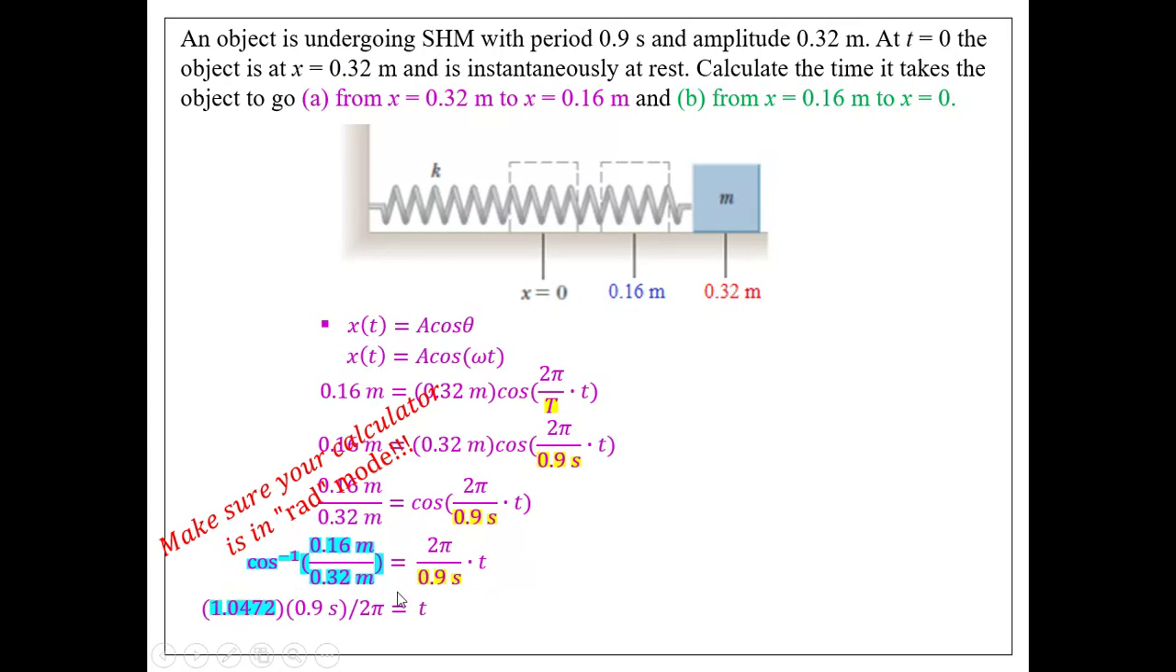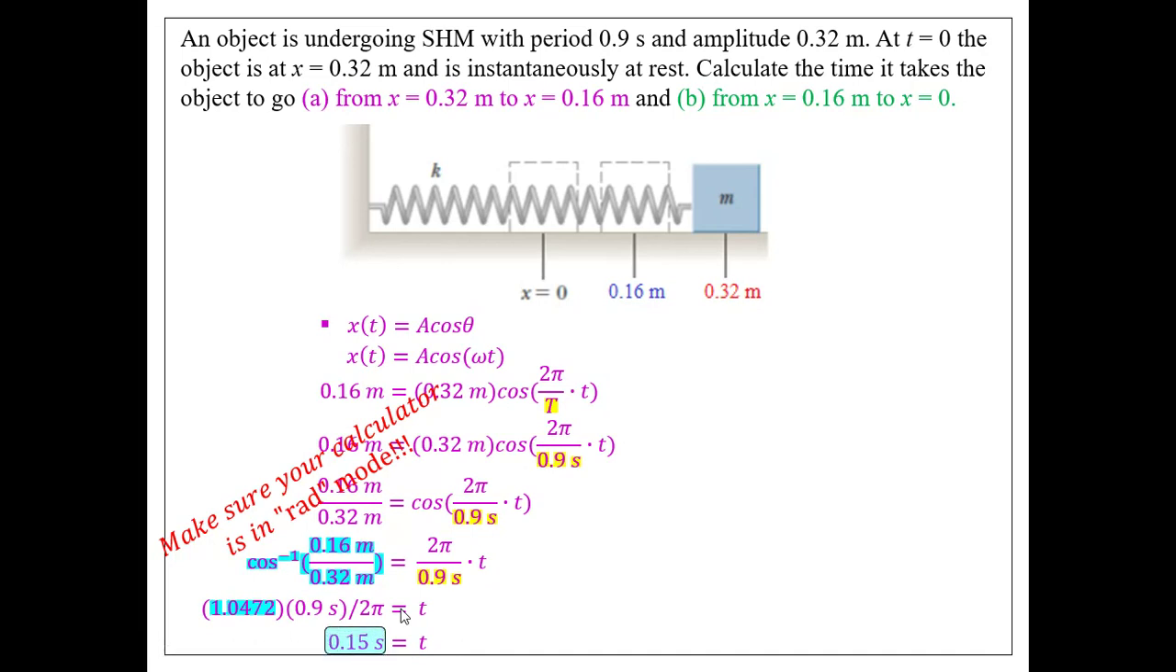1.0472. And then to get t by itself, I multiply both sides by the 0.9, so I brought it up. And then at the same time, I divide both sides by 2 pi. So if you do all this algebra correctly on your calculator, you should get a time of about 0.15 seconds. Okay, so make sure your calculator is in rad mode, and hopefully you're using parentheses as you practice all these algebra manipulations. All right, so that is the answer for part A.